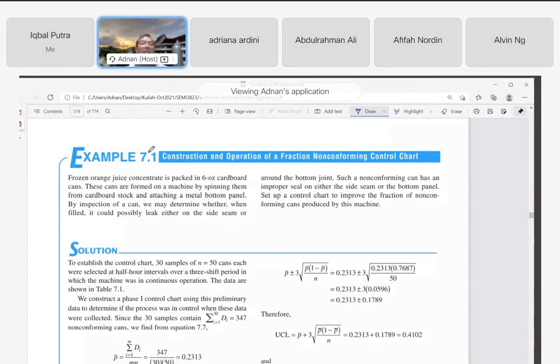All right, let's see example number 1, construction and operation of a fraction non-conforming control chart. So this is basically the P chart. This example is showing a P chart. What is a P chart? Proportion. Okay, proportion.